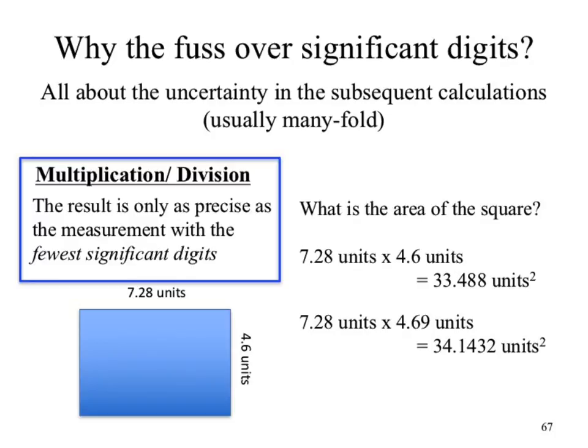How many significant digits are in 4.6? 2. How many significant digits in 7.28? 3. Which one has fewer? 2. My answer must be reported to 2 sigfigs. That takes it down to 33. Okay? Follow the rule. Follow the rule.